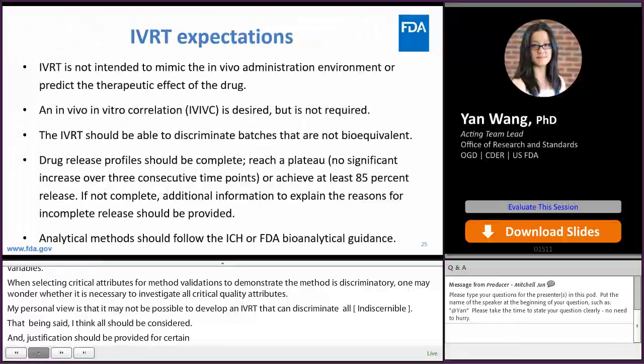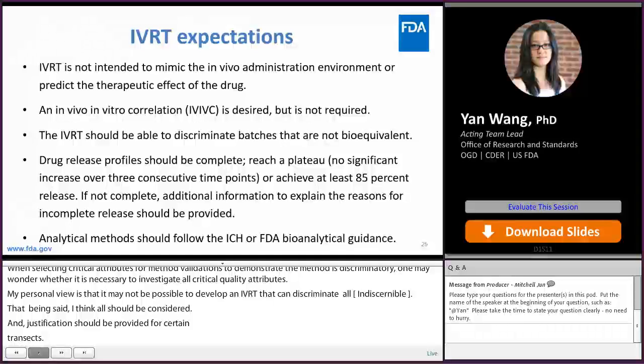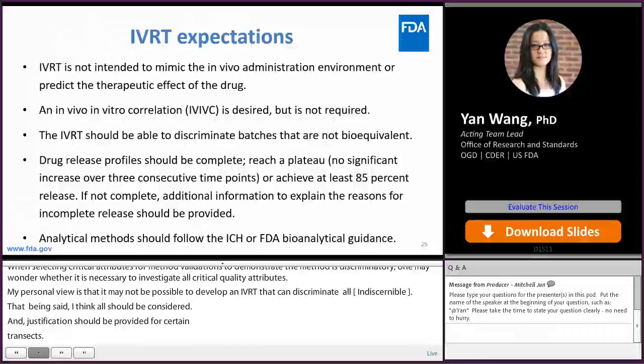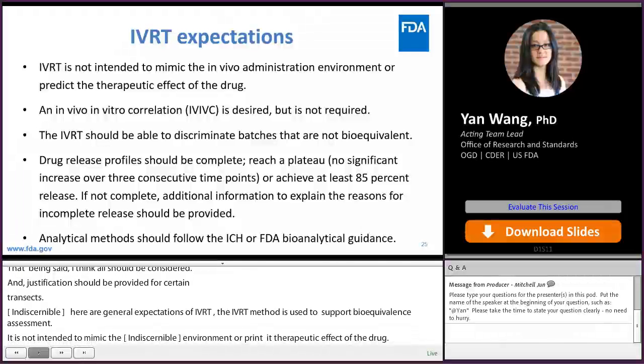Here are some general expectations on IVRT. When an IVRT method is used to support bioequivalence assessment, it is not intended to mimic the in vivo administration environment or predict the therapeutic effect of the drug. Although an in vitro-in vivo correlation is always desired and is often recommended or encouraged, it is not required. The IVRT should be able to discriminate batches that are not bioequivalent.